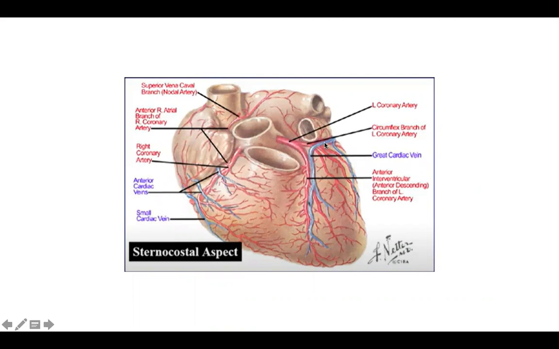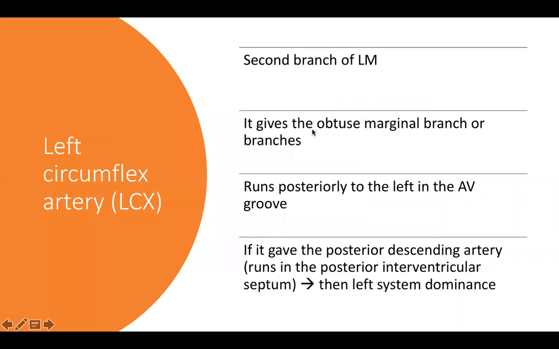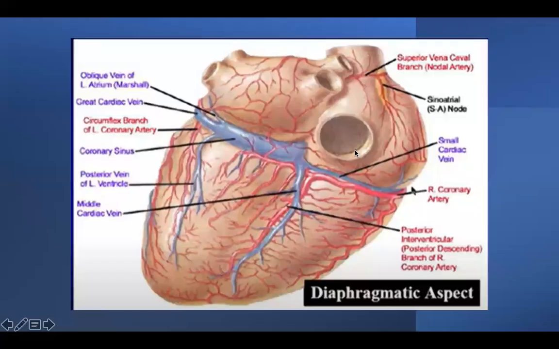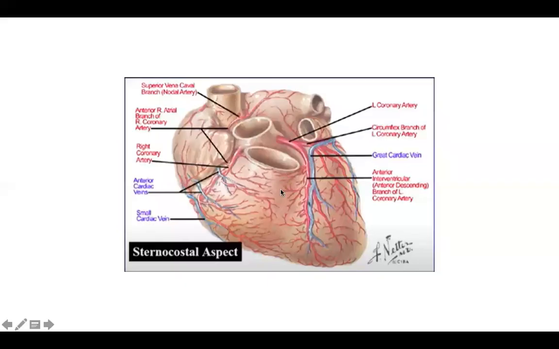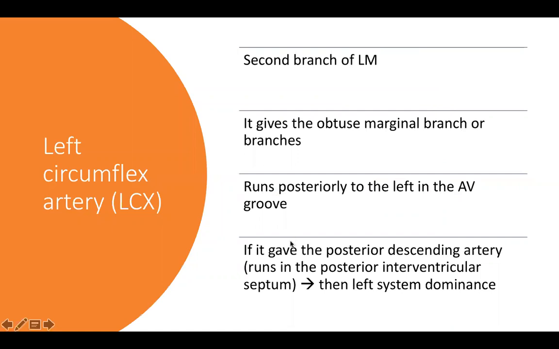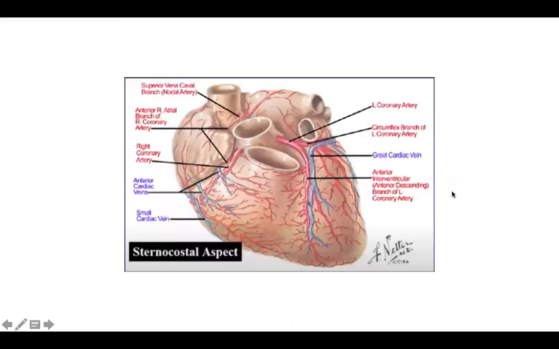What is the AV groove? It is the groove between the atria and the ventricles. This is the left atrium, this is the right atrium, this is the right ventricle, this is the left ventricle. So this is the AV groove that continues on the back of the heart. The branch that the circumflex gives is named the obtuse marginal. And then it runs posteriorly to the left in the AV groove, the atrioventricular groove.